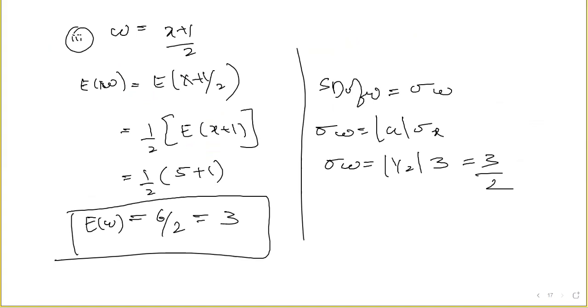So the expected value can be negative. Yes, you can get negative also, but variance is never negative. Expected value may be negative, but variance is never negative.